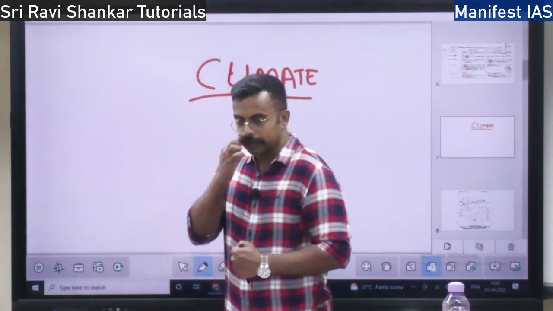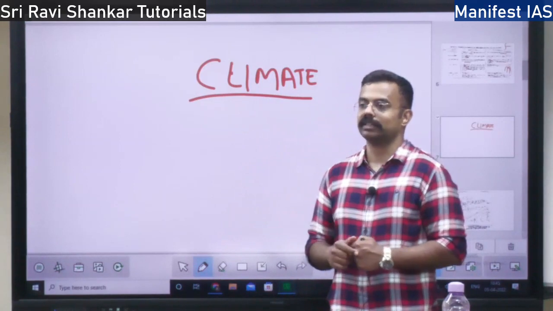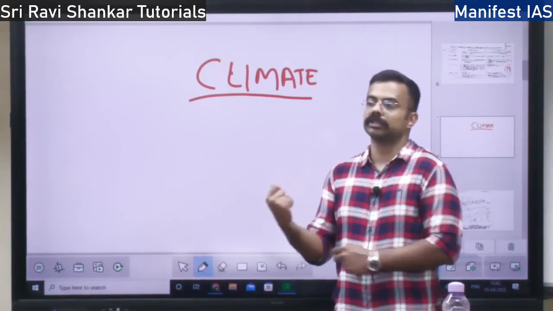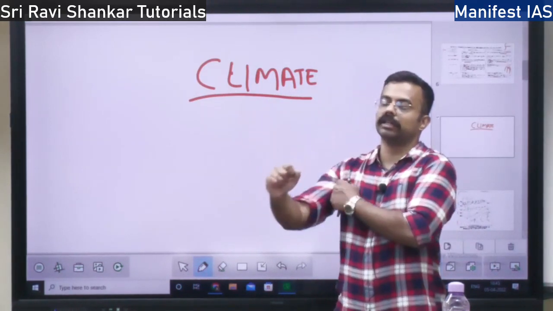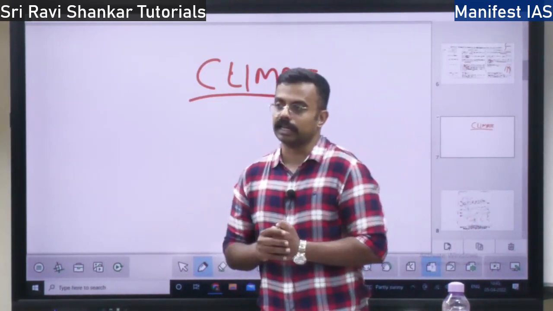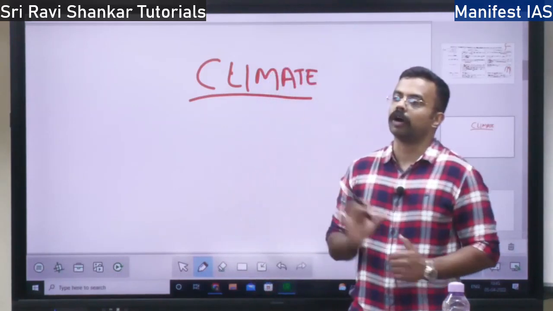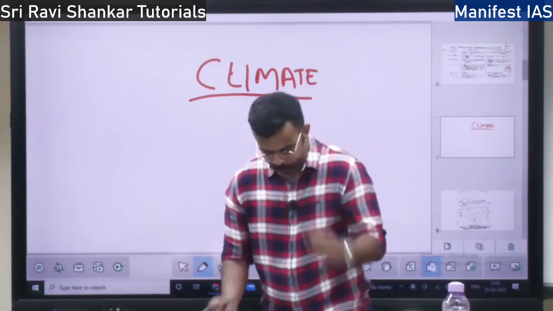So if today it is raining, they will ask you what is the weather. They won't ask you what is the climate. But if you talk about the parameters of the Himalayas, you will ask what is the climate of the Himalayas, right? That is the difference. Weather, short term; climate, long term, right?